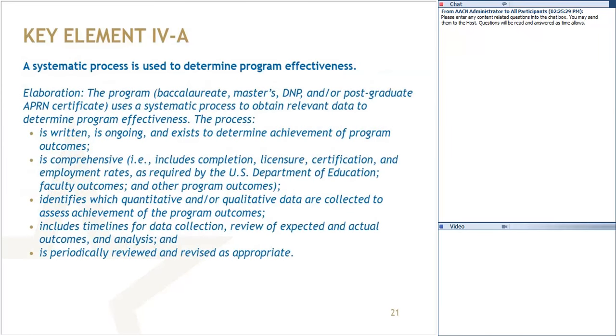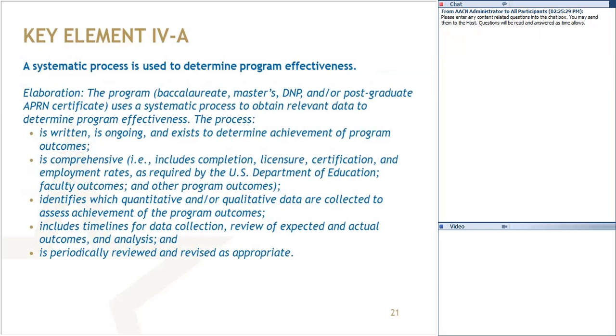The first key element, 4A, states that there is a systematic process in place that describes how program effectiveness is assessed or evaluated. Kind of use those terms a little interchangeably. So how you're assessing, evaluating, measuring program effectiveness. The systematic process is used to do that.